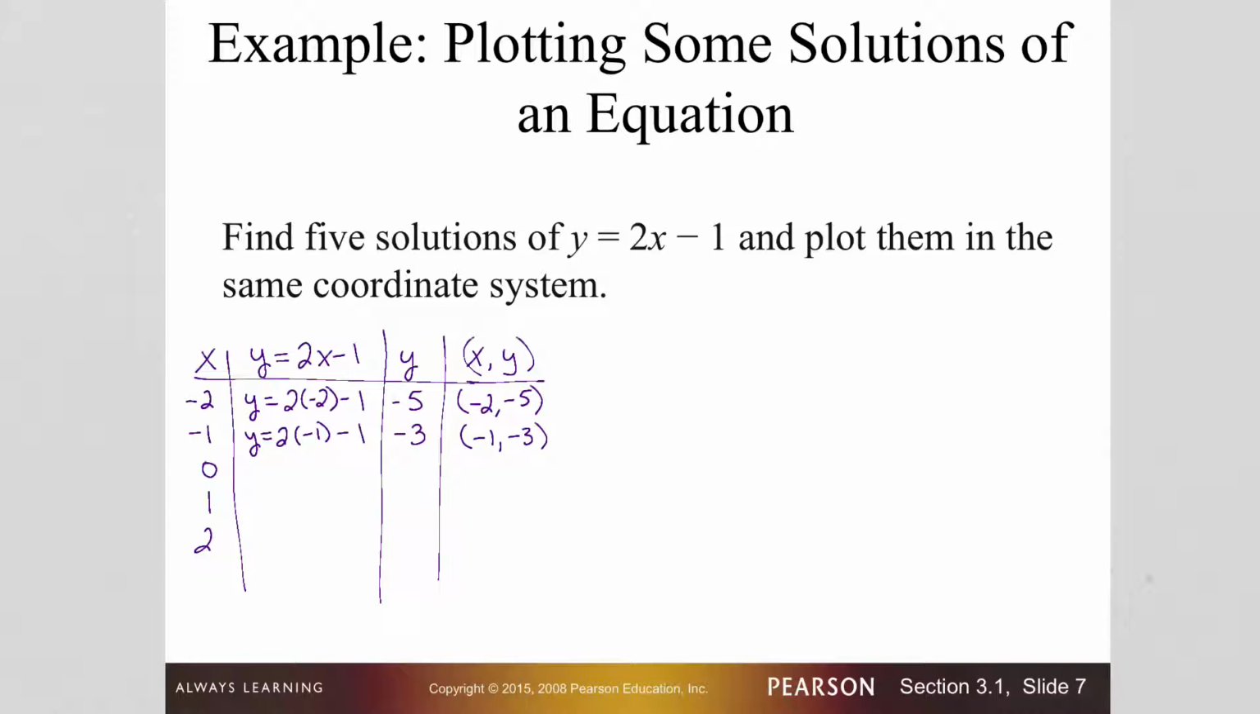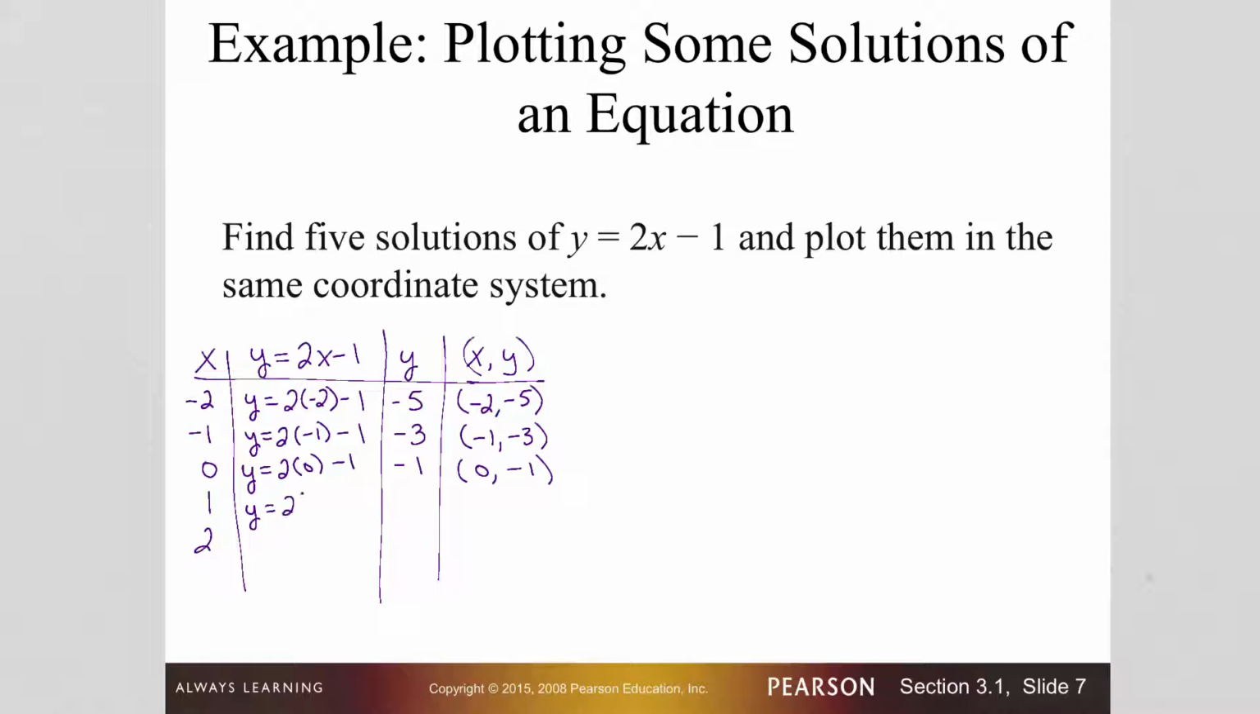So we have an ordered pair at negative 1, negative 3. 0 is always my favorite. y is equal to 2 times 0 minus 1. 2 times 0 is 0. 0 minus 1 is negative 1. So 0, negative 1. Now I'm going to try 1.